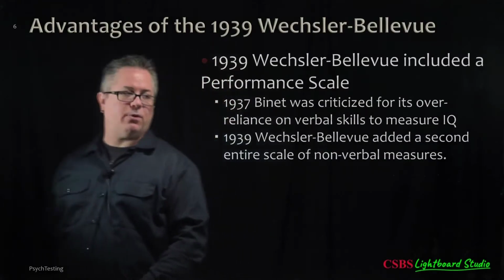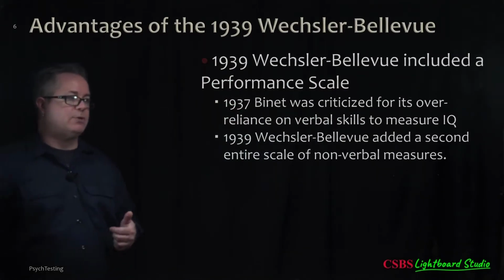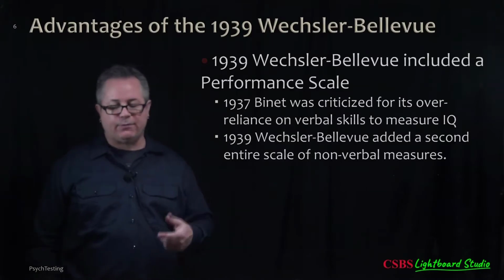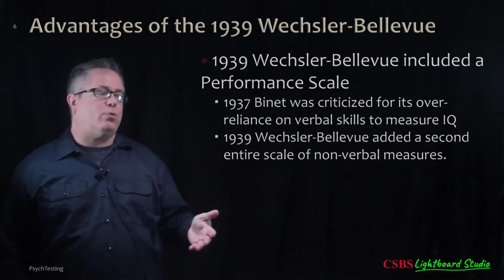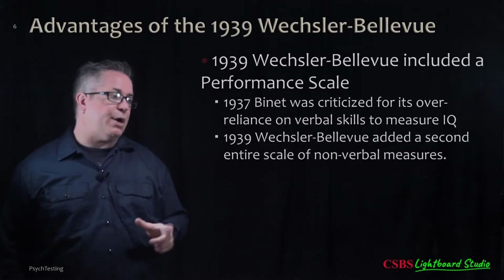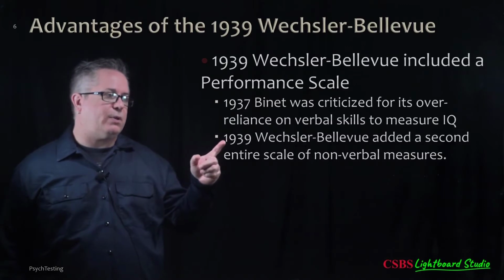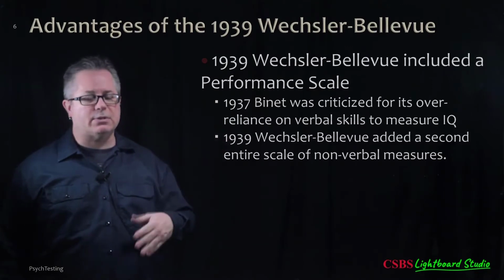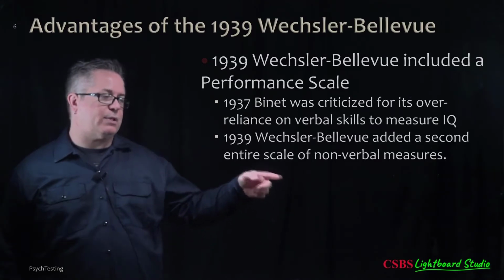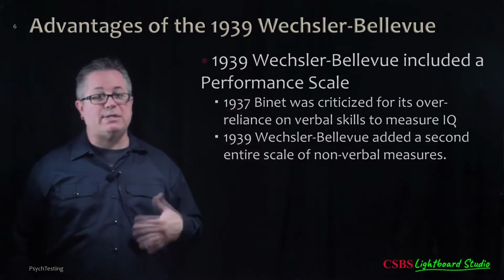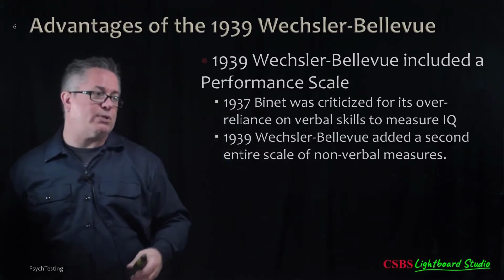And the Wechsler-Bellevue included a performance scale. So Binet was criticized for its over-reliance on verbal skills to measure IQ, and I mentioned that before, and you can see why later the Stanford Binet started including more non-verbal tasks. Okay, so in 1939, Wechsler started with that idea as a solution for that, where there was a bunch of nonverbal scales that they called performance scales. It was things that you did, performed, as opposed to responded to verbally or read or wrote down.